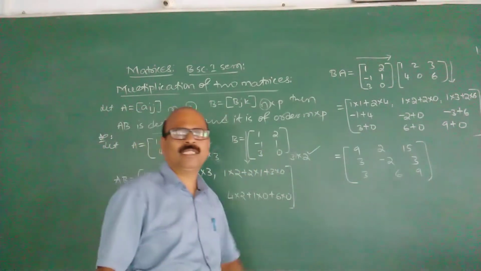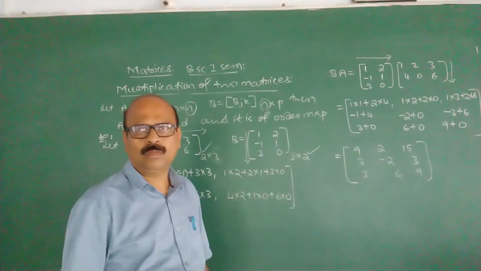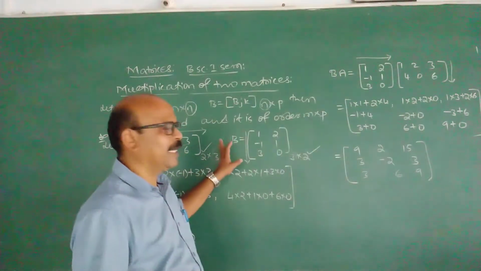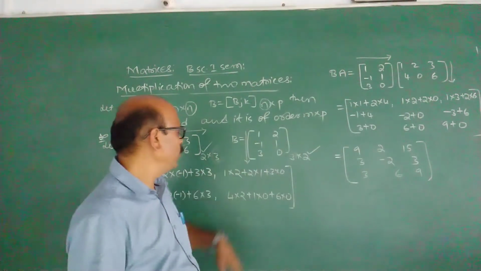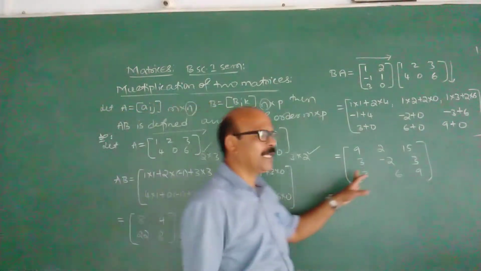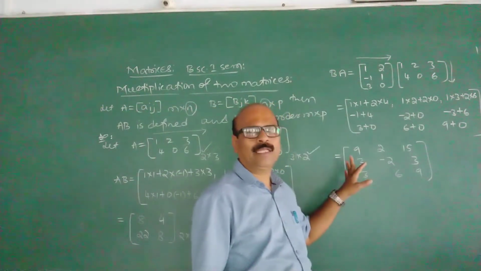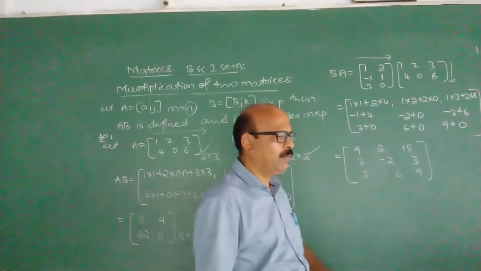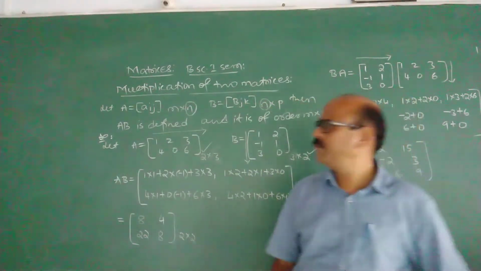Matrix multiplication is not commutative. Product of two matrices is not commutative. We have obtained AB as a 2 by 2 matrix, but BA is entirely different. It is a 3 by 3 matrix. Thus, the product of matrices is defined.